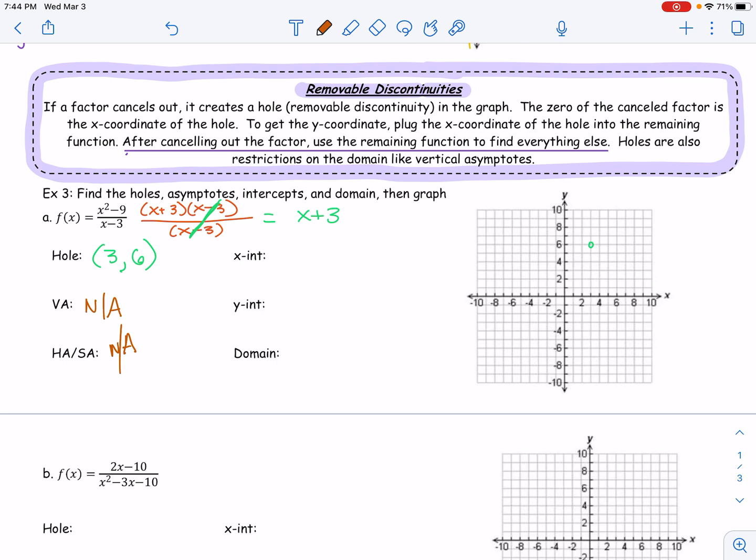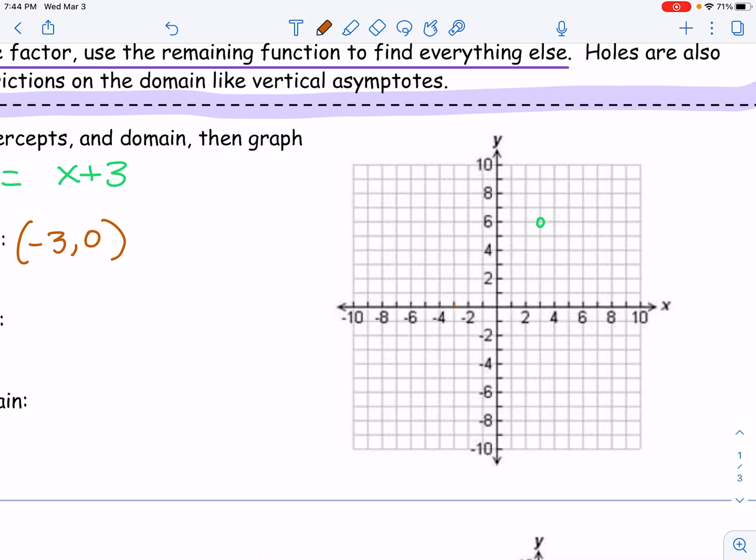X-intercept. How do I find the x-intercept? I set the numerator equal to 0. So technically I am setting x plus 3 equal to 0, and I get negative 3, 0. I can go ahead and plot that.